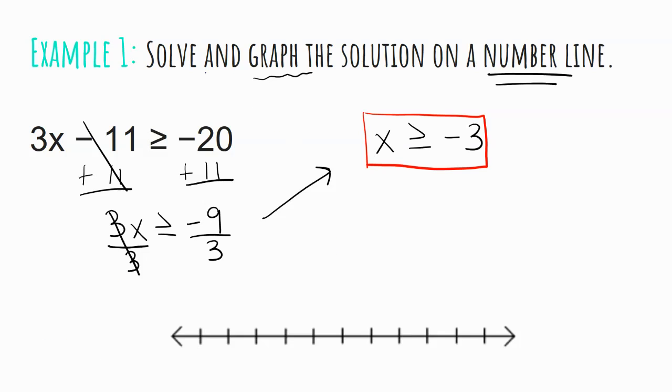Because part of it says solve and graph, right? We need to graph the solution. So first, since my solution has a negative 3, I'm going to make sure negative 3 is on my number line. Now from there, you can add some more numbers.